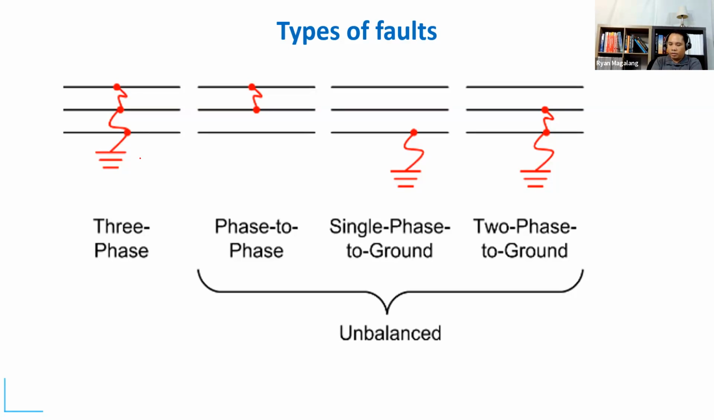So that's three cases. You have A to ground, B to ground, C to ground, and then you have your two phase to ground. That should be three cases also. That's AB to ground, BC to ground, and CA to ground. So you have essentially one here, three, three, three. So generally there are 10 types of faults.